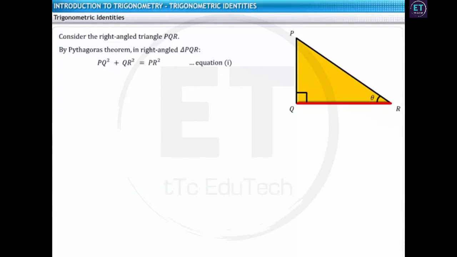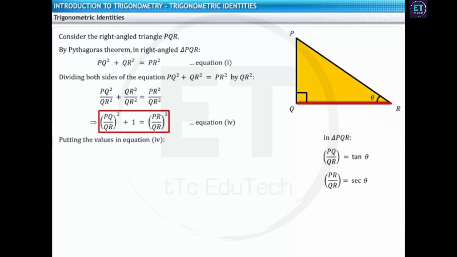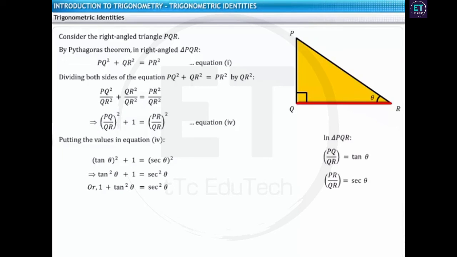Now, consider side QR, the adjacent side for angle theta. Let us divide both sides of equation 1 by QR square to get equation 4. Now, in triangle PQR, the ratio PQ upon QR is equal to tan theta, and the ratio PR upon QR is equal to sec theta. Putting the values of these ratios in equation 4, we get an equation 1 plus tan square theta is equal to sec square theta. This equation is a trigonometric identity.